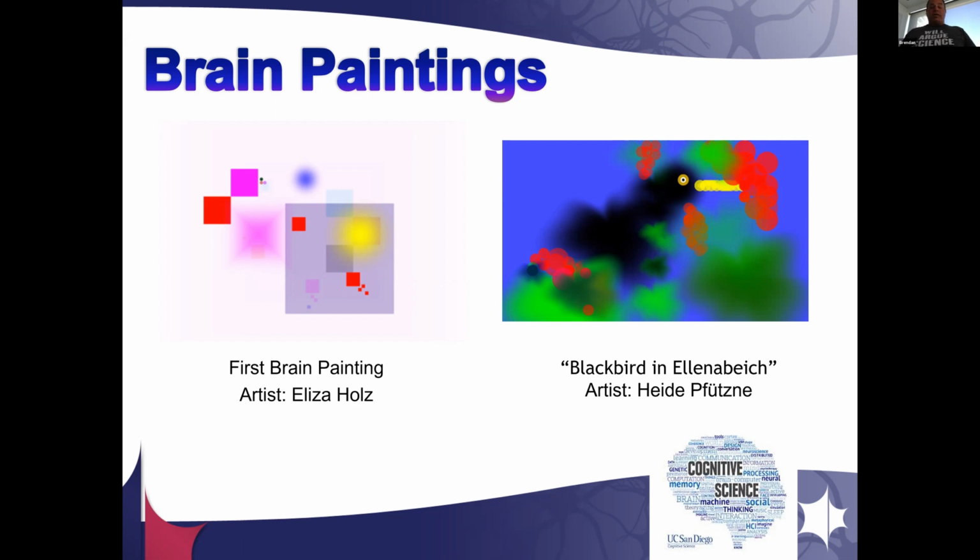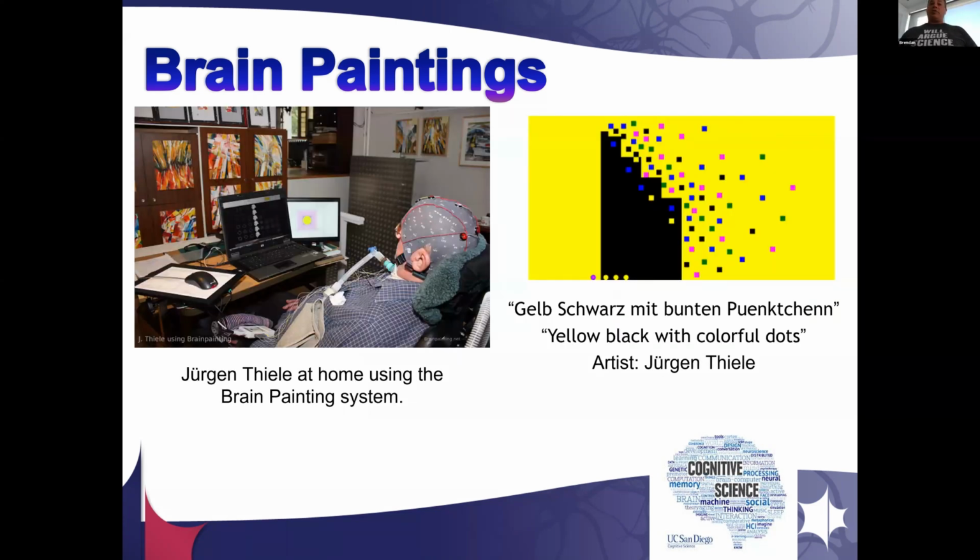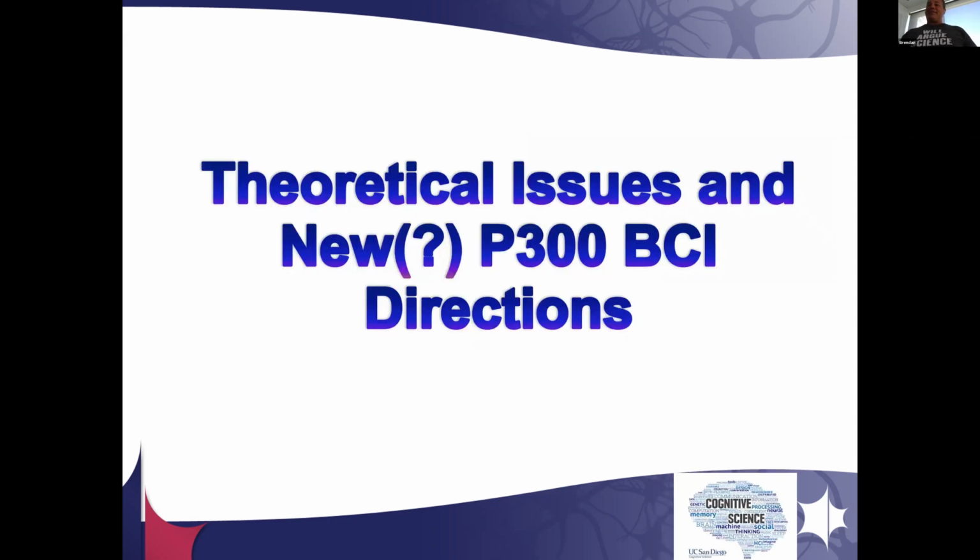And so spelling and other functions can, of course, have a big impact on people, but don't lose sight of creative applications. For some people, the ability to paint or make music or create in other ways is also very meaningful. This is another painter named Jürgen Thiele, and you see he has a different style. He was making a painting called Yellow Black with colorful dots, and I like it. I think it's cool. And so next, I'll talk about theoretical issues and new directions, or at least emerging directions.